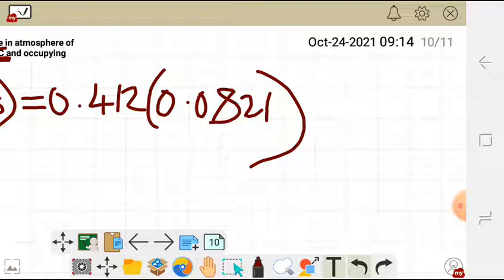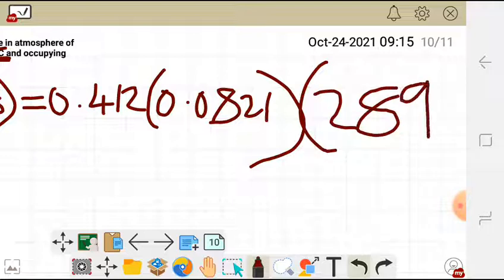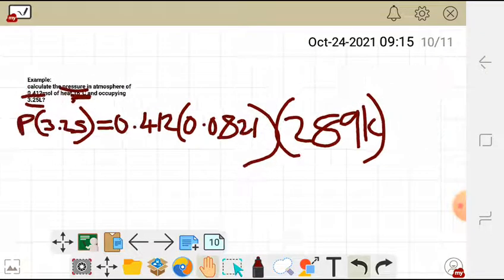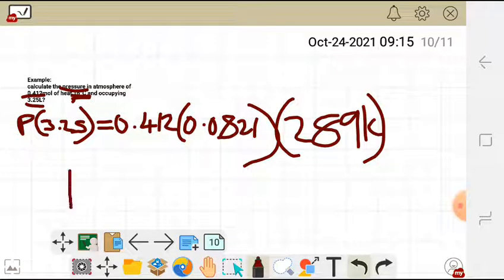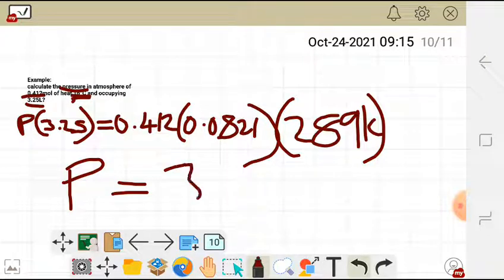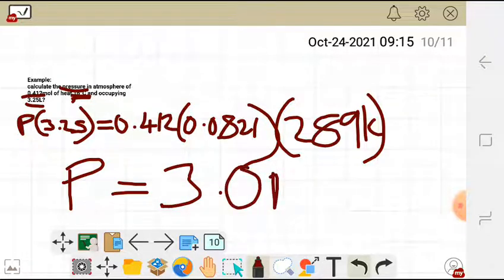When converting that temperature to Kelvin, we add 273. When adding 273 to that, you're going to get 289. So we're going to put 289 there in kelvins. That is 16 degrees Celsius in kelvins. Upon calculating this, if you do the calculations very well, the pressure must be equal to 3.01 atmospheres.